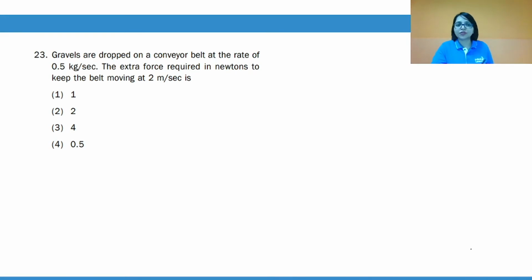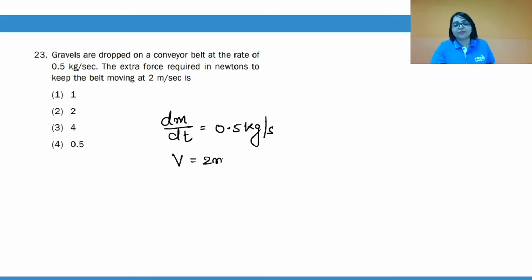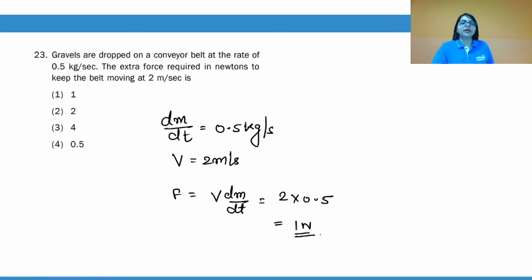Next is, granules are dropped on a conveyor belt at the rate of 0.5 kilogram per second. dm by dt is 0.5 kilogram per second. The extra force required in newtons to keep the belt moving at 2 meter per second is. So force is v dm by dt, right? If velocity is constant, but the rate of change of mass is given, right? So v is 2 into 0.5 is dm by dt, so it is 1 Newton, right? So extra force required in newtons to keep the belt moving at constant velocity is 1 Newton, which is option 1.